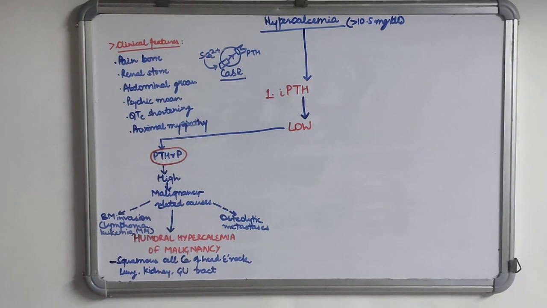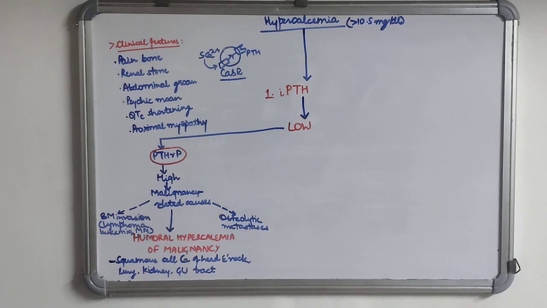Now another important clue I want to leave here: when will you suspect humoral hypercalcemia of malignancy? If a patient is asymptomatic and has chronic hypercalcemia, say for more than 1 year, then it is unlikely. Then you should think of primary hyperparathyroidism as the cause. Because in malignancy, usually the history is short, there is acute onset of hypercalcemia and it is usually symptomatic.